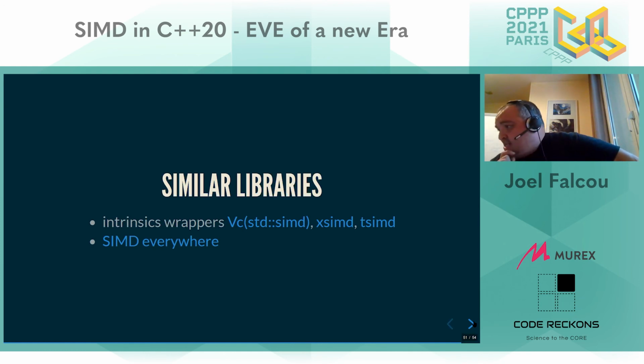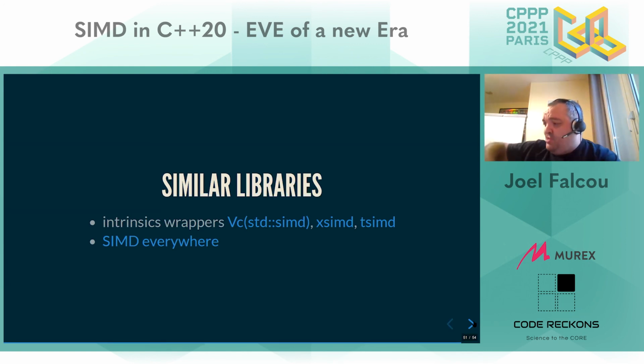You also have stuff like SIMD everywhere, which is a different kind of beast in the sense that it's just a library that tries to homogenize intrinsic. So whenever you have an ARM code, you can just compile it with SIMD everywhere, and it works on SSE2 because it does the instruction wrapping and so on. But it doesn't have any high-level systems.